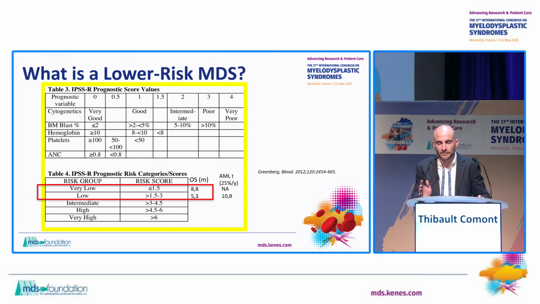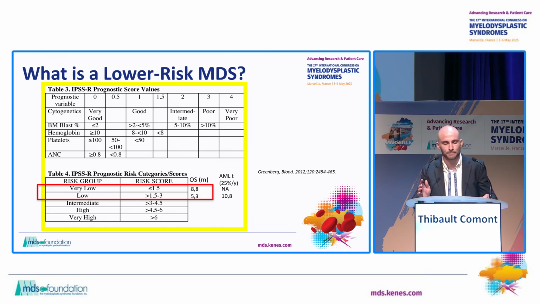So I think we can redefine what a low-risk MDS is. As you saw just before, we use the IPSS-R score, which includes bone marrow blast, cytopenia, and cytogenetic features. An IPSS-R score less than 3.5 defines a low-risk MDS, which means these patients have a low risk of developing an acute myeloid leukemia during their disease course.